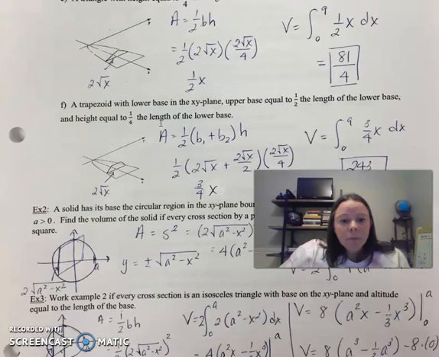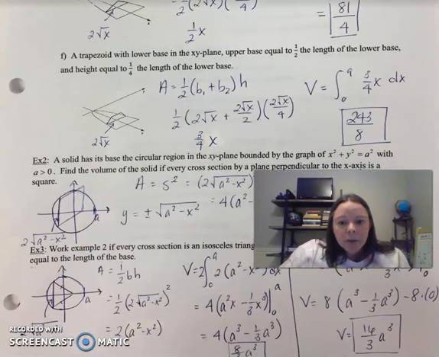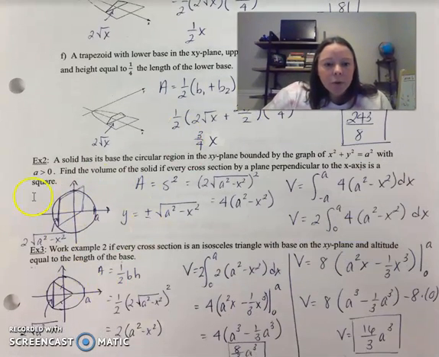Right. So looking at these 2 examples down here. So we have our circle graphed. And I tried to do my best to kind of show you what it looks like, but we're dealing with every cross section is a square.